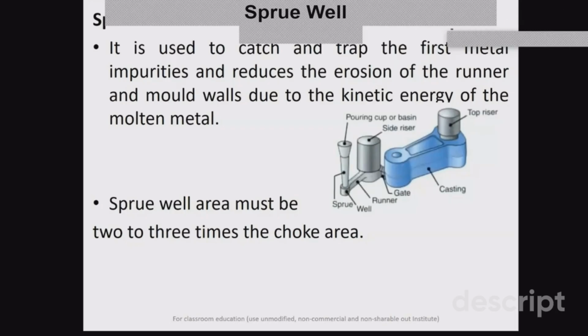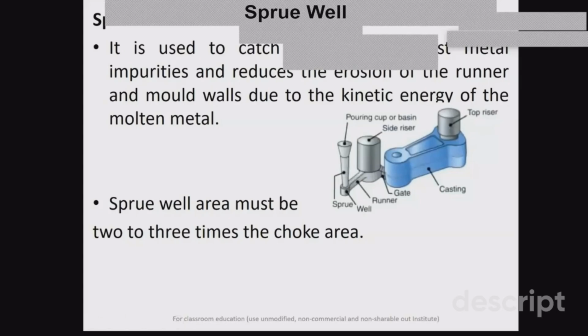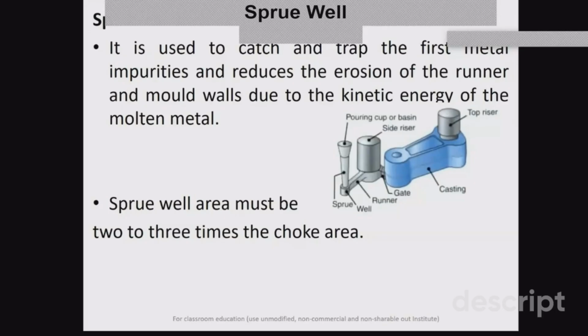The sprue well is particularly an area where you trap the metal impurities. If you directly pour the liquid metal into the pouring basin and then directly feed it into the runner, then due to the high kinetic energy of molten metal, erosion of the runner wall and mold wall takes place. So in order to reduce this erosion effect and to trap the metal impurity, this sprue well is formed inside the gating system, and there is a thumb rule that the sprue well area must be 2 to 3 times the choke area. So this is the thumb rule.